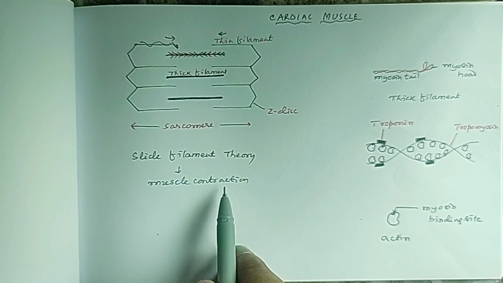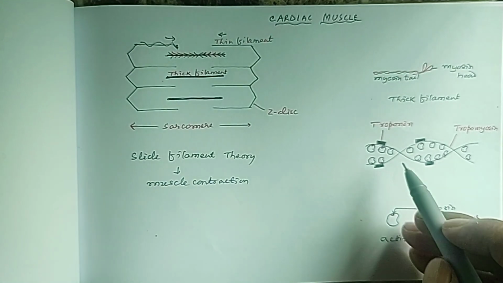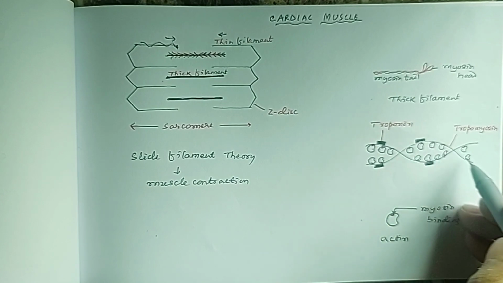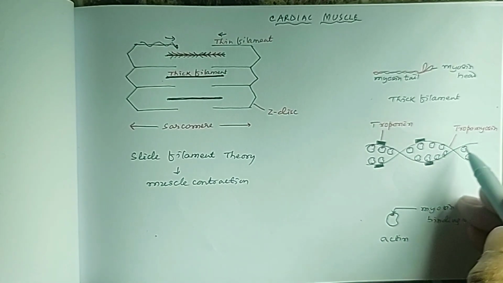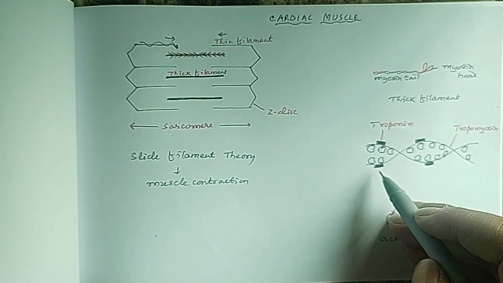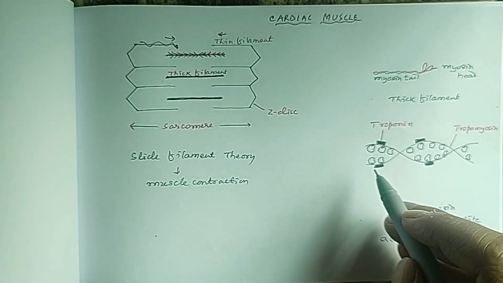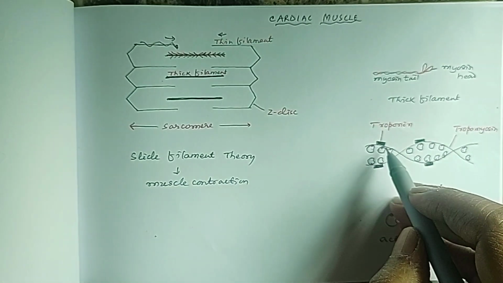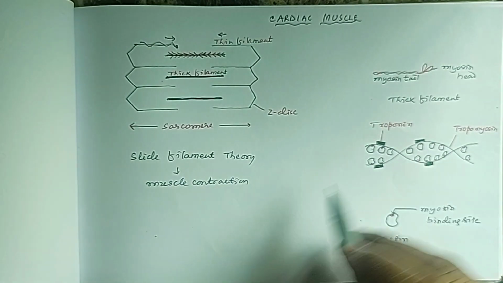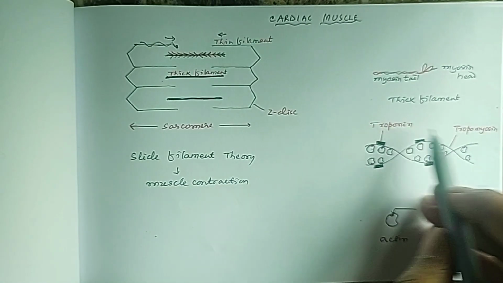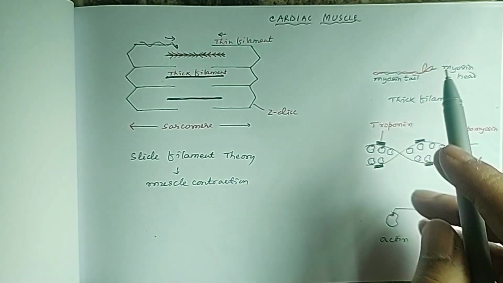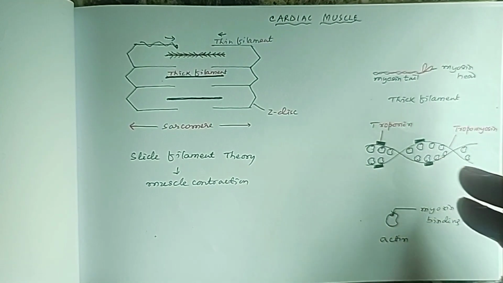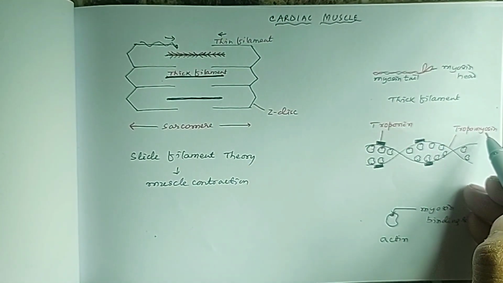and there will be contraction of the cardiac muscle. These myosin binding sites of actin are covered by another layer called tropomyosin. So tropomyosin covers the myosin binding sites of actin, and that tropomyosin is regulated by another protein called troponin. So two regulator proteins are there, troponin and tropomyosin, and two contractile proteins are there, myosin and actin. So actin myosin binding is regulated by troponin and tropomyosin.